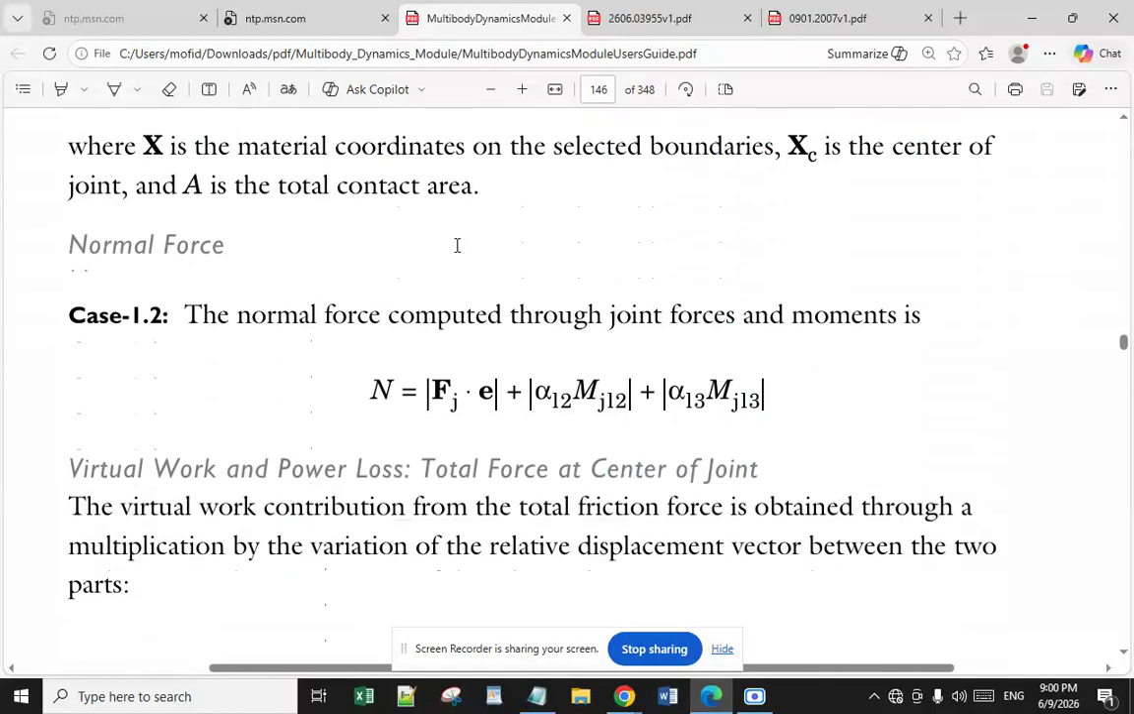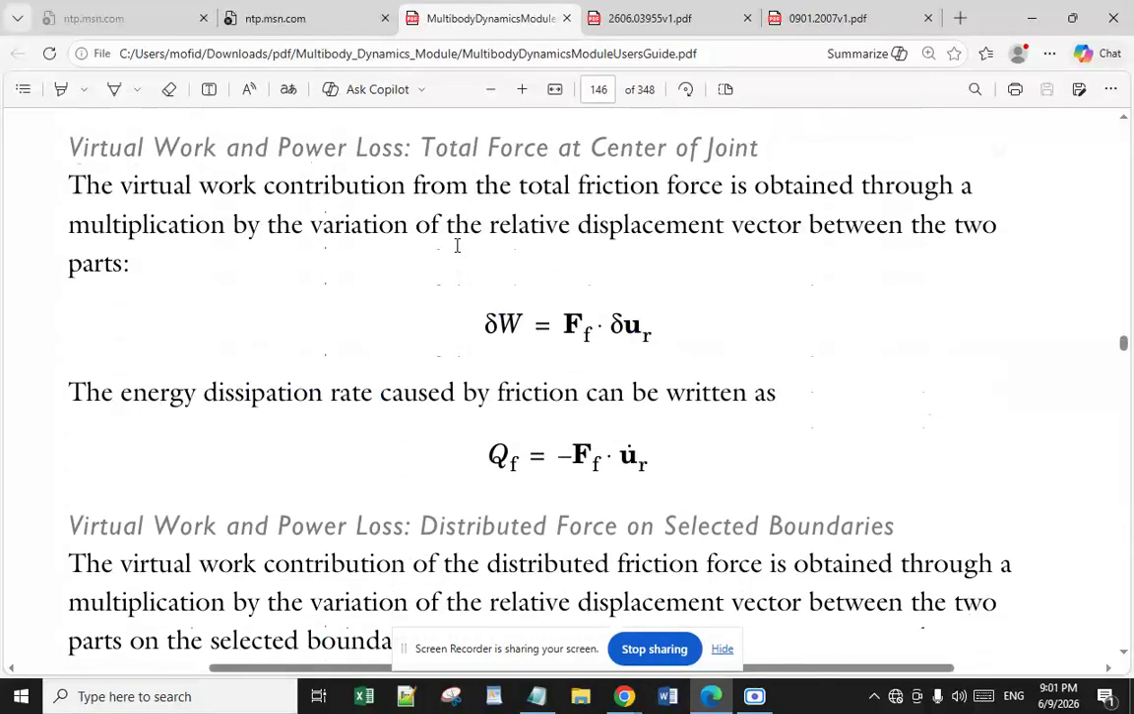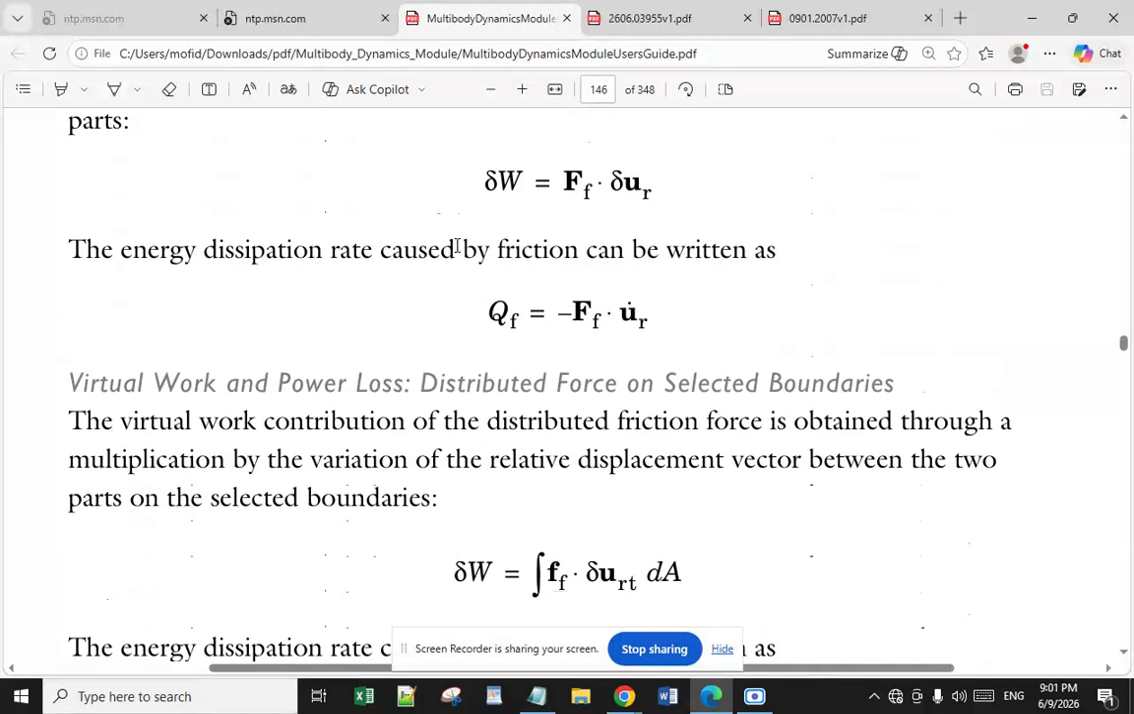Normal force. Case 1.2, the normal force computed through joint forces and moments is N = |FJE| + |α12| MJ12 + |α13| MJ13. Virtual work and power loss, total force at center of joint. The virtual work contribution from the total friction force is obtained through a multiplication by the variation of the relative displacement vector between the two parts. ΔW = FF δuR. The energy dissipation rate caused by friction can be written as QF = -FF u'R.